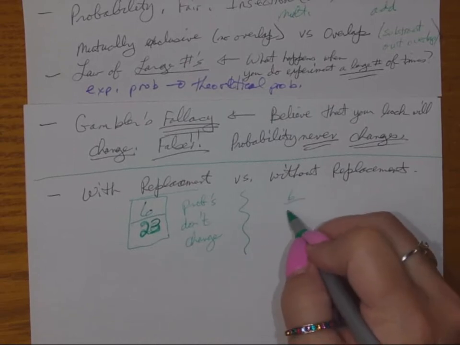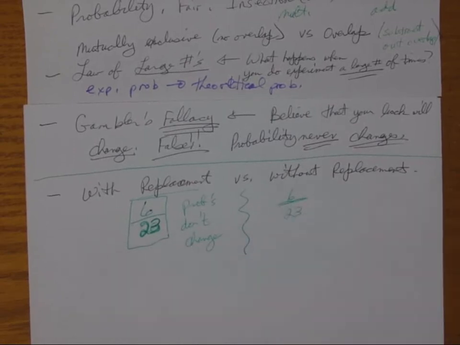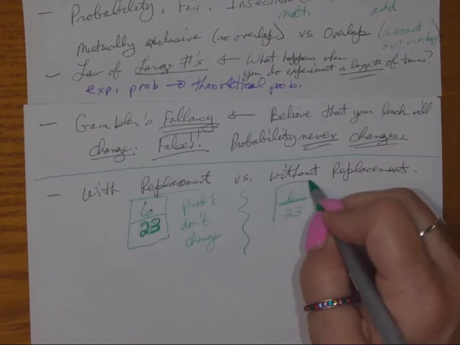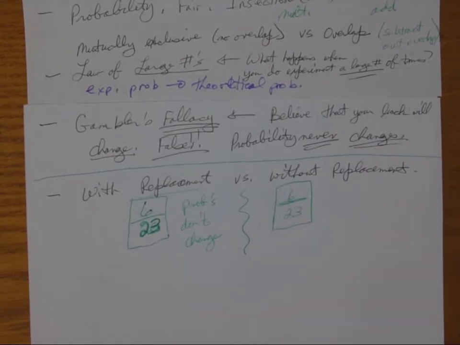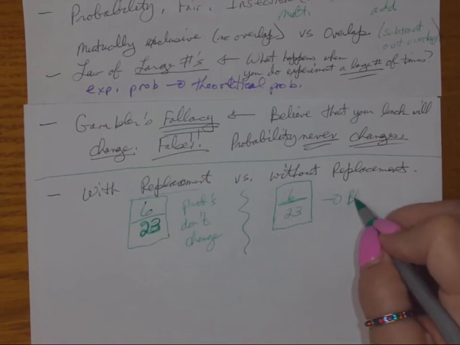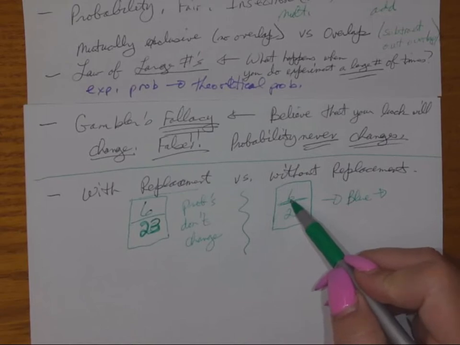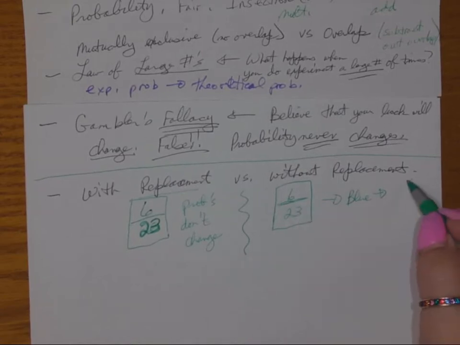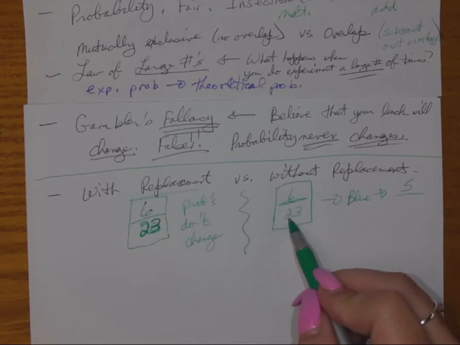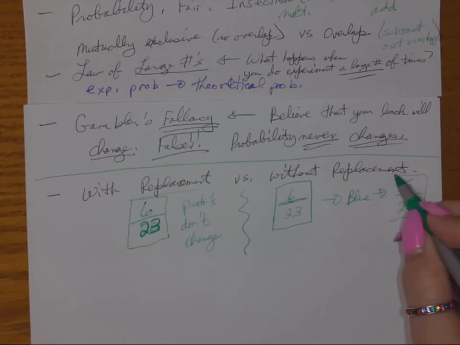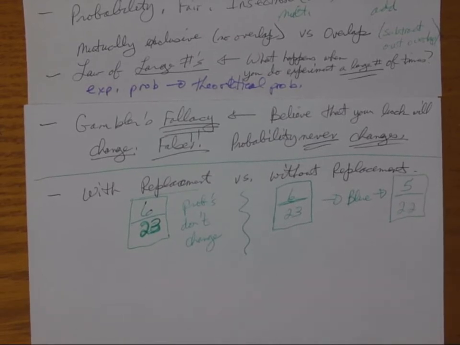However, without replacement, let's think about it. If there's 6 out of 23 the first time I pull and say I get a blue marble, then I don't replace it, meaning I put it in my pocket and somebody else has to pull something out of that bag. How many blues are in there now? It was 6, I kept 1, it's 5, right? And how many total marbles are in there now? Well, it was 23, but I kept 1, so now it's 22. Okay? So that probability does change depending on what I pulled out.